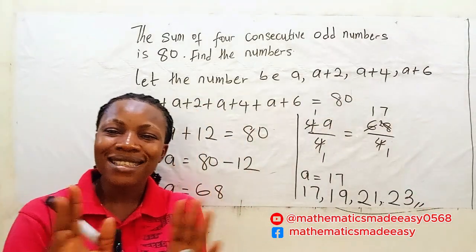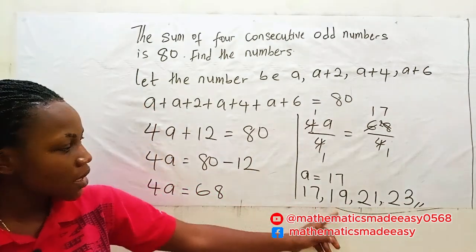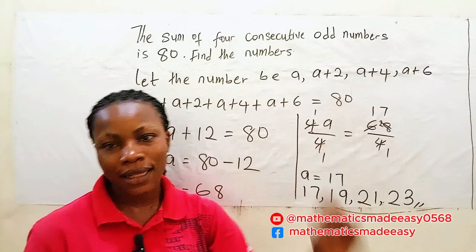As simple as that. So our odd numbers are 17, 19, 21, 23.